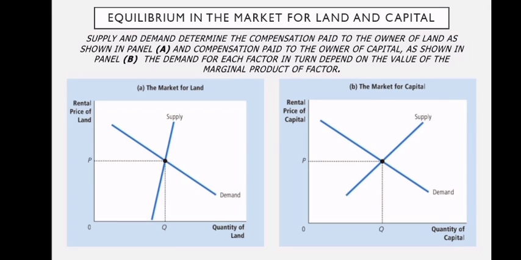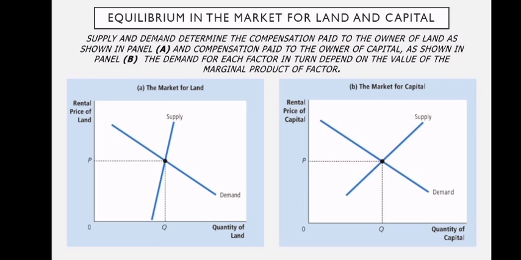In this figure, the rental price of land, shown in panel A, and the rental price of capital, shown in panel B, are determined by supply and demand. Moreover, the demand for land and capital is determined just like the demand for labor. That is, when our apple producing firm is deciding how much land and how many ladders to rent, it follows the same logic as when deciding how many workers to hire.